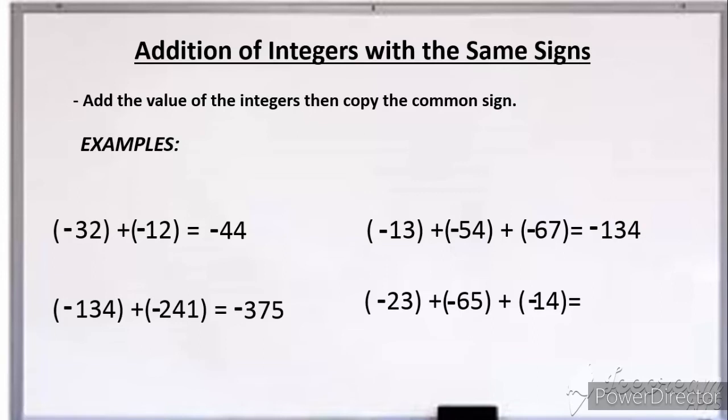So another example, negative 23 plus negative 65 plus negative 14. So three given numbers. So negative 23 plus negative 65 plus negative 14. So you have to add 23 plus 65 plus 14, and that is 102. Then you have to copy the common sign, which is negative.